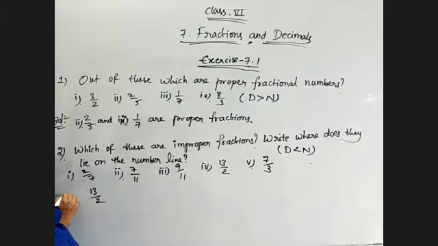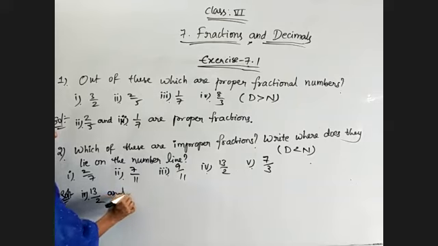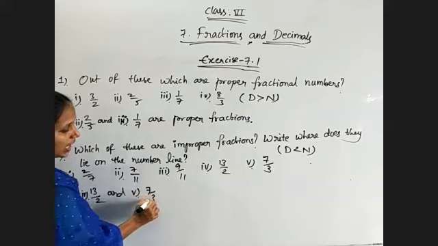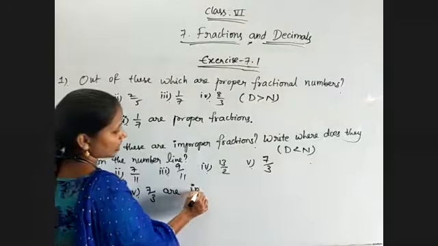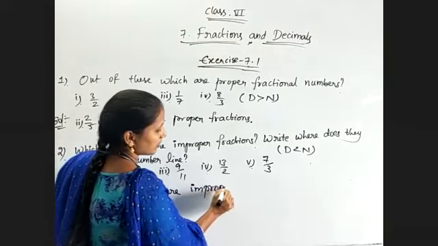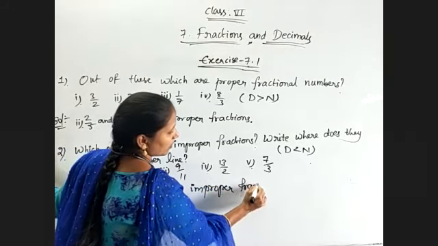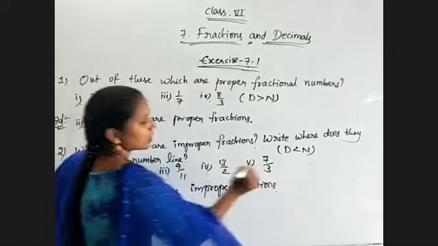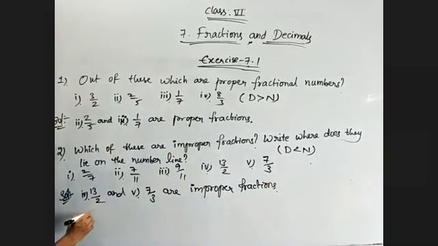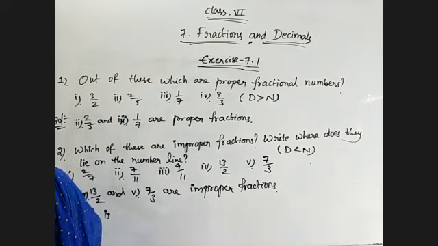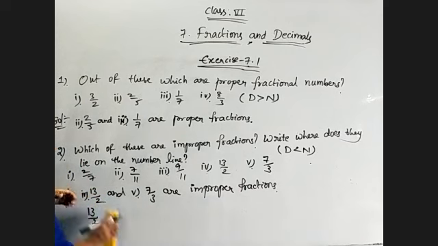13 by 2 and 7/3 are improper fractions. So where do they lie on the number line? We must write. 13/2 equals, convert into a mixed fraction.